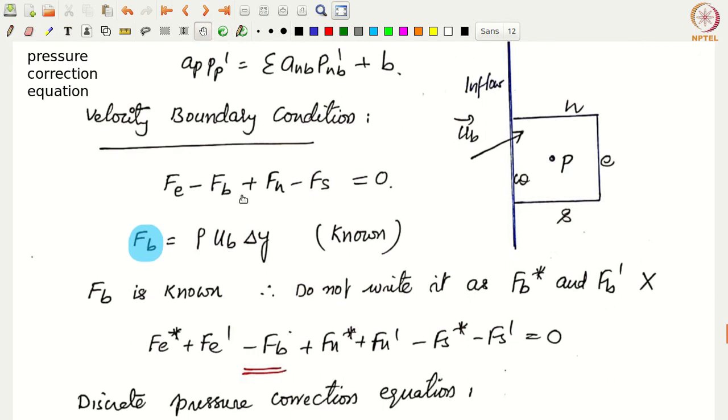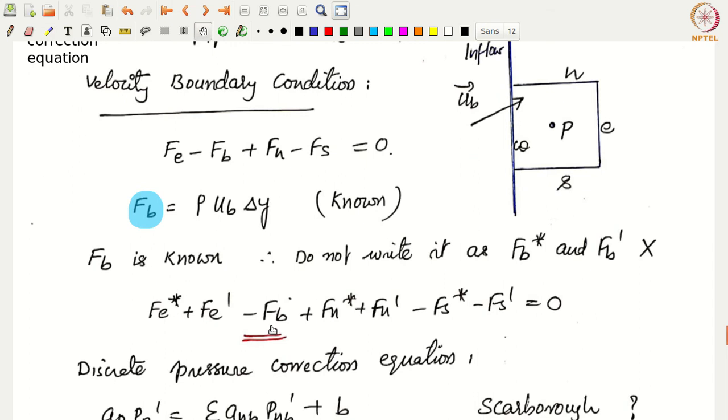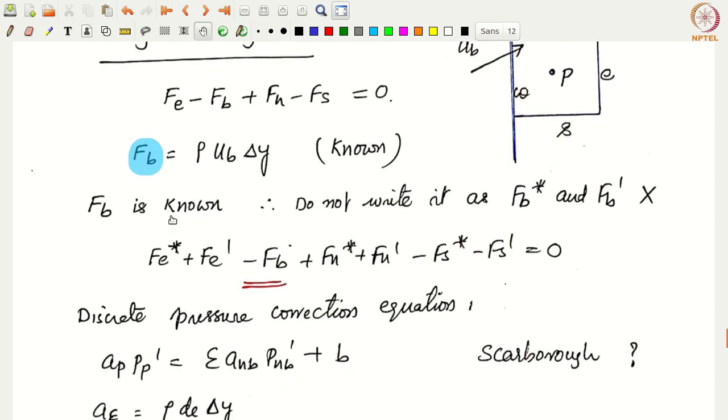That means we will not substitute Fb in terms of Fb star and Fb prime. We will just leave Fb as it is, and we will write the other components, Fe, Fn, Fs, in terms of the star and prime values. So the equation we get is Fe star plus Fe prime, minus Fb, plus Fn star plus Fn prime, minus Fs star minus Fs prime, equal to 0.